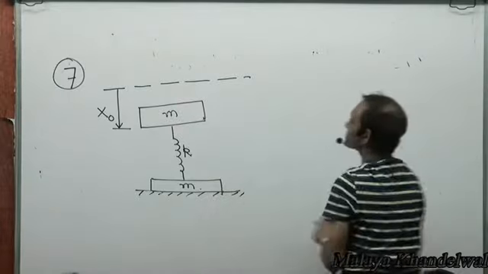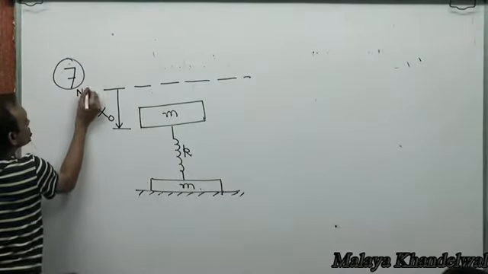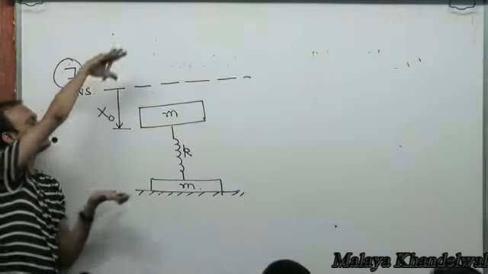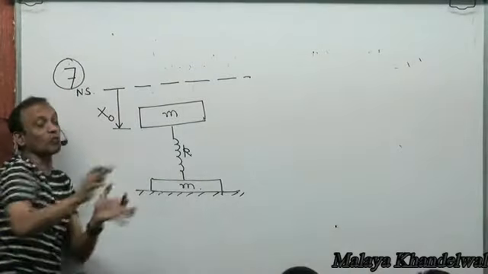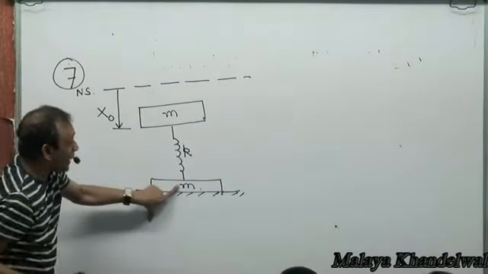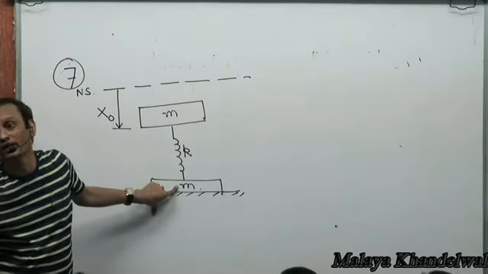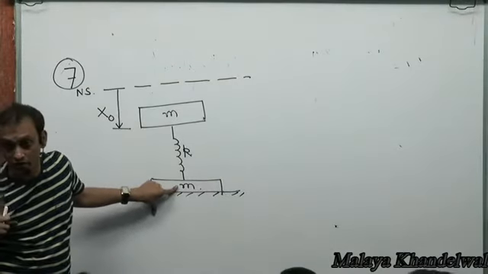Now, this was the line of natural state of the spring. It was compressed by an amount x naught. Now, first of all, let's understand the vulnerability of this mass to lose contact with the ground. When and how and why? When would it lose contact with the ground?